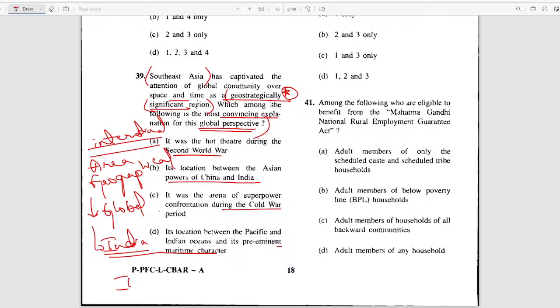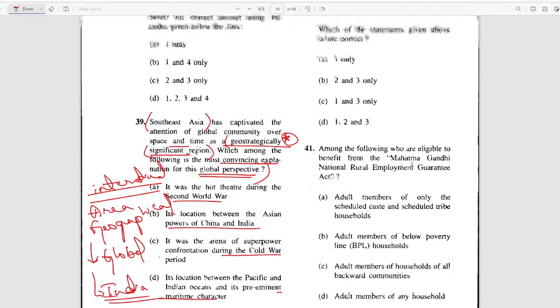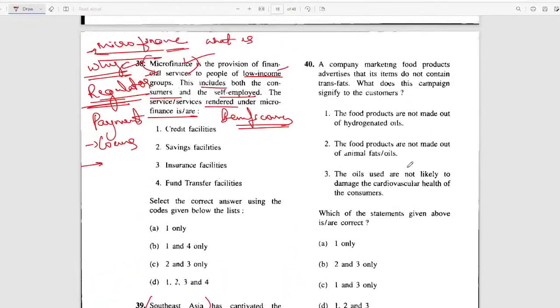There is this direct explanation here, how to go about the topics. Geostrategically significant region. Write it down and go through it. Just Google search geostrategically significant region for India. You will get significant areas there.